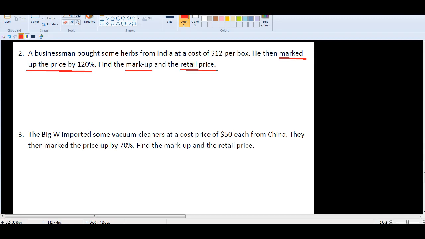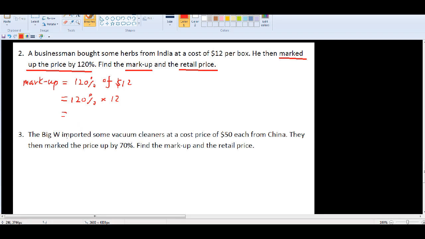Then you need to find the markup and the retail price. So first let's find the markup. How much is the markup? How much value did you add to that cost price? Remember that the markup will be the percentage of markup times the cost price. The cost price is 12, or you might write this as of $12. So that means you use 120% times 12, and then of course you can use your calculator.